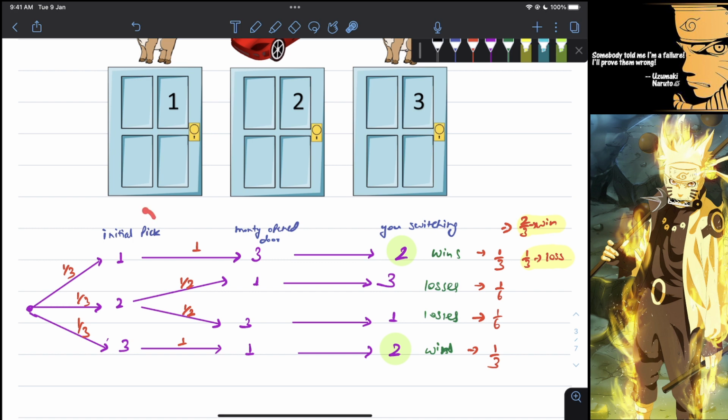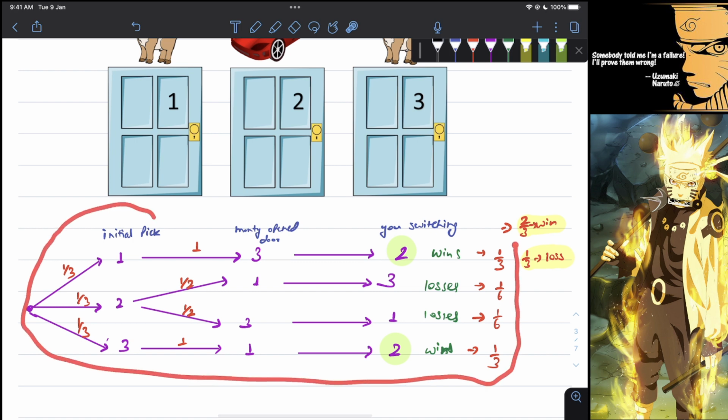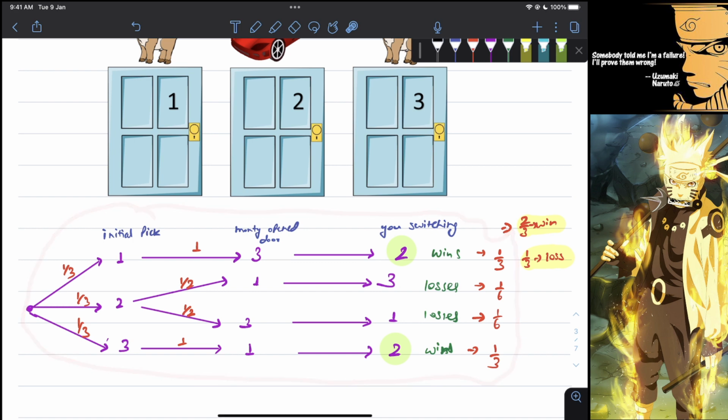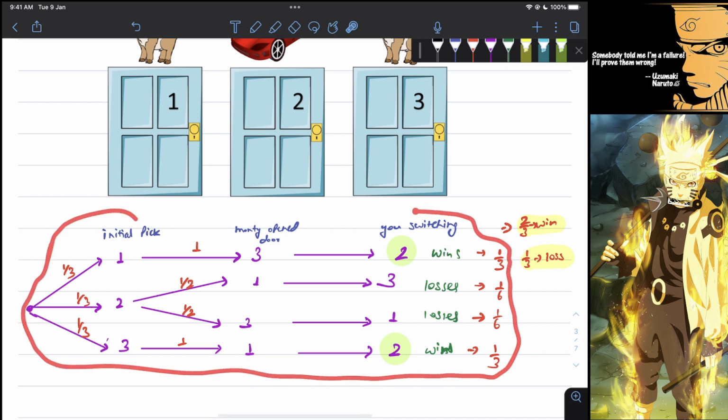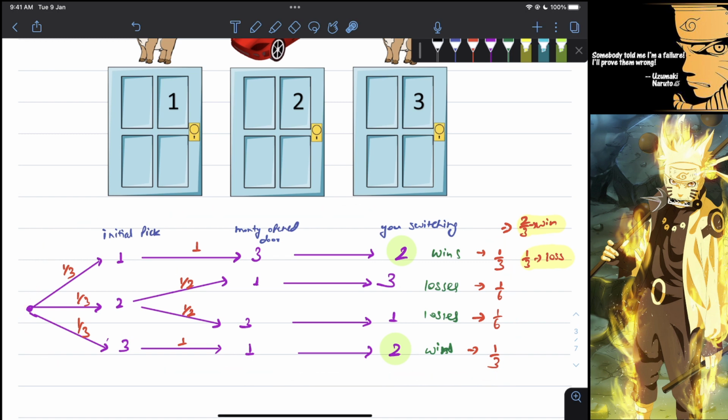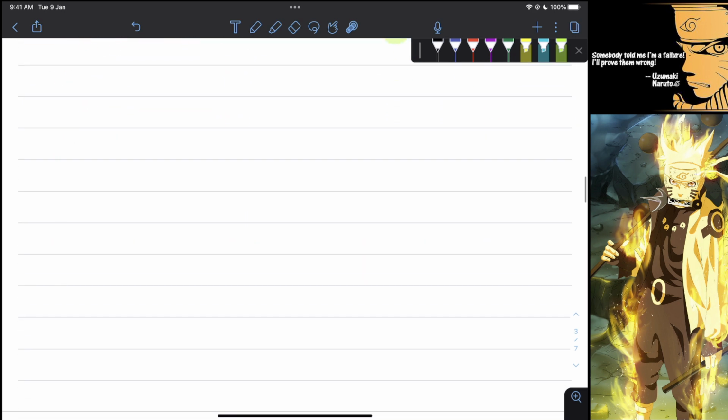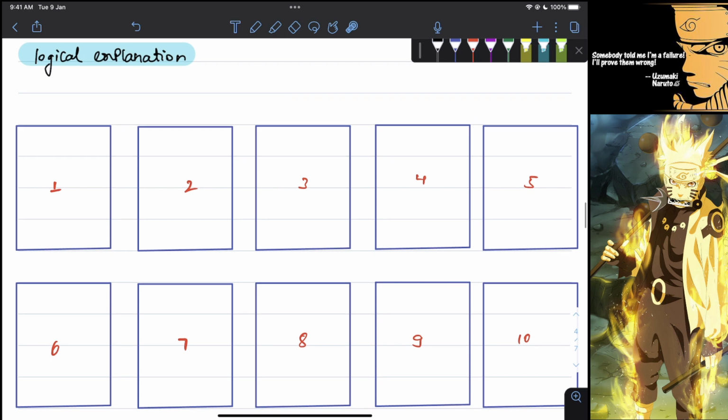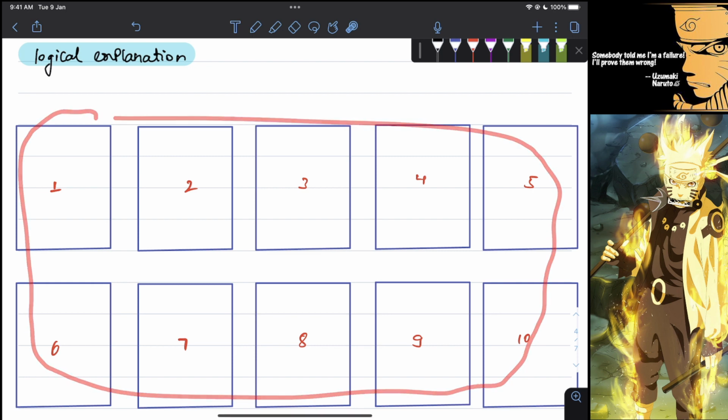Okay, if this is a lot of mathematical stuff, if this does not make sense to you, if you are, let's say, slightly uncomfortable with probability and these trees, if you forgot all of this, I have another way to explain this to you, right? The other way is logical explanation. Let me show you the logical explanation. Now for that, let's think we have 10 doors instead of 3.